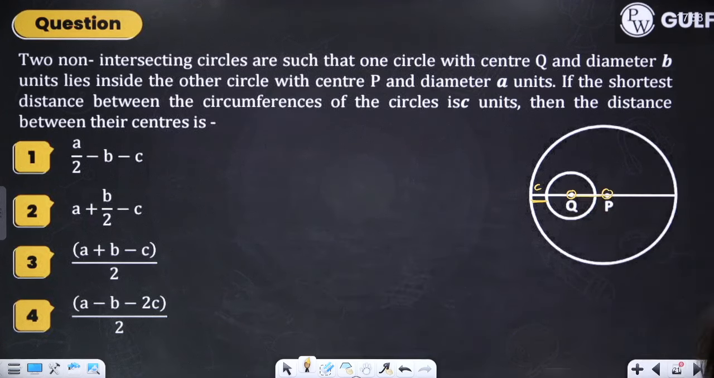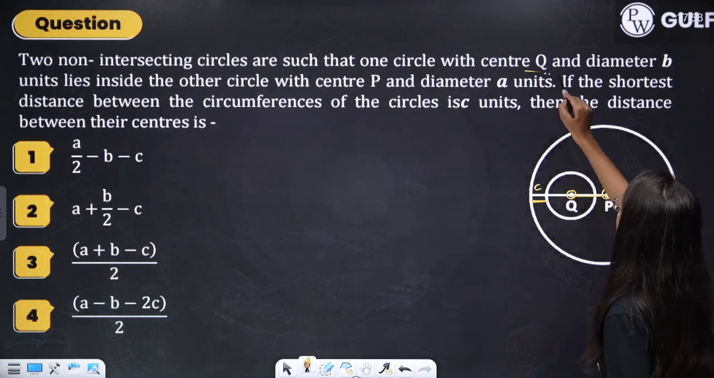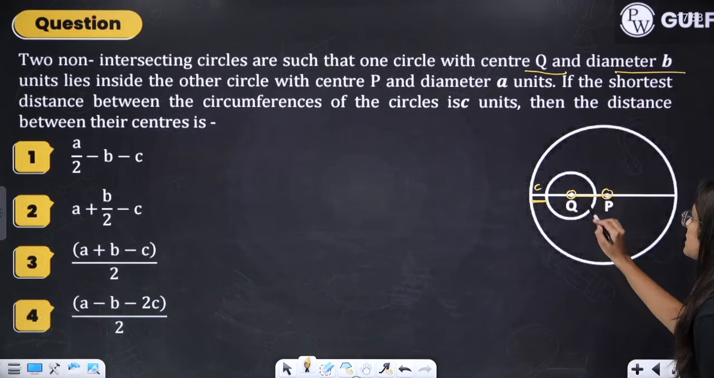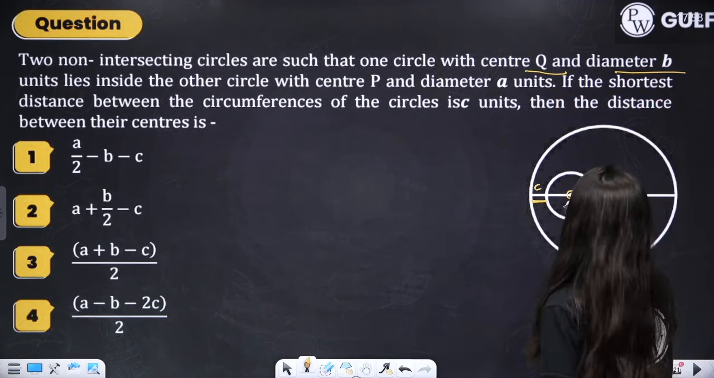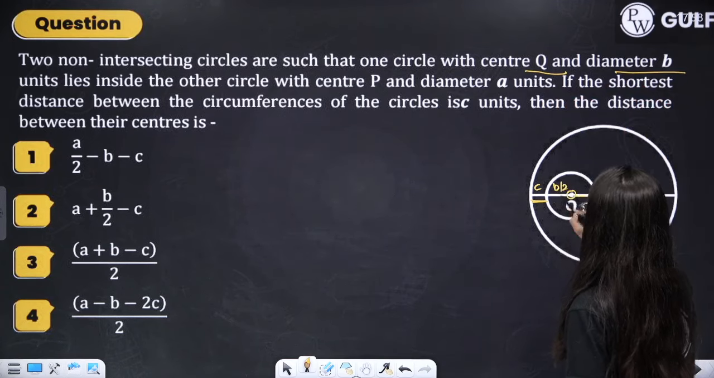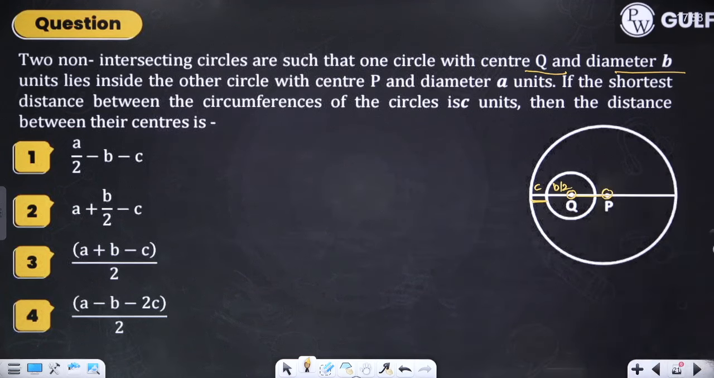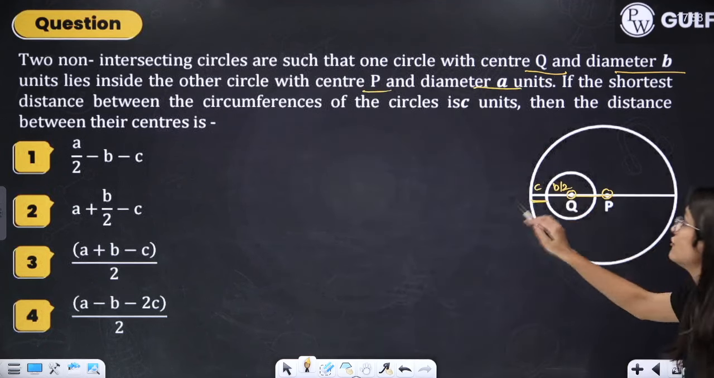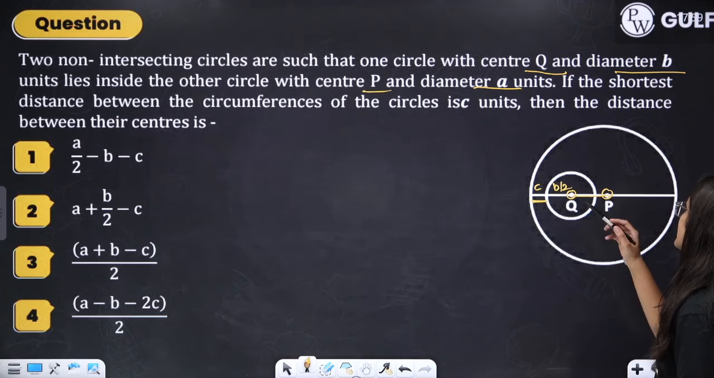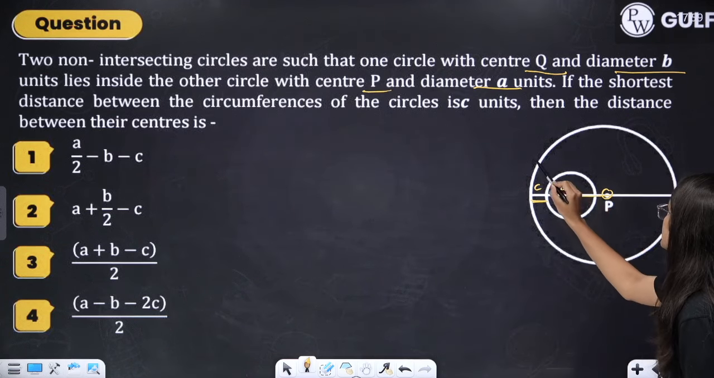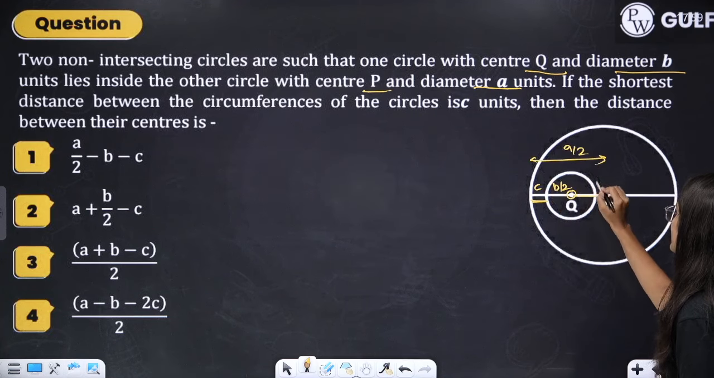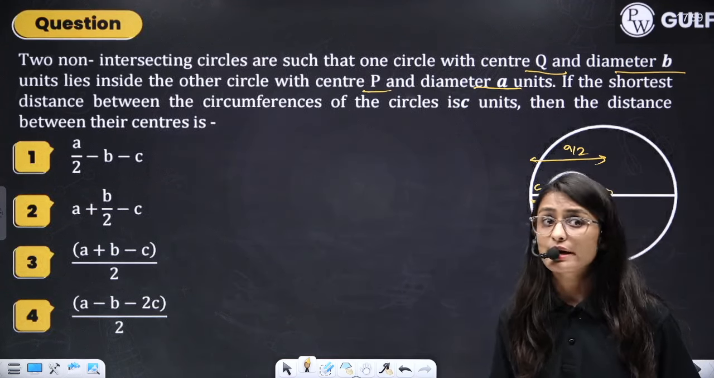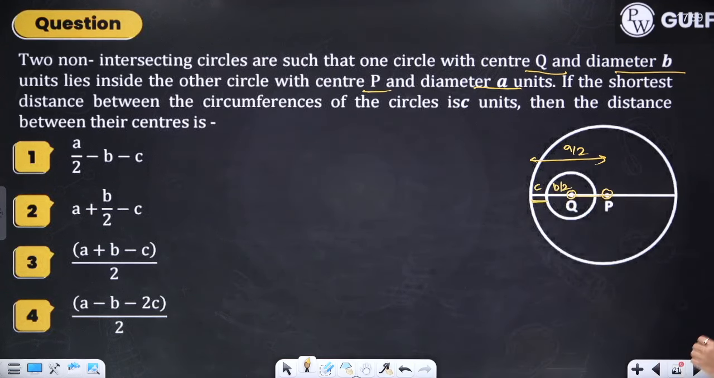I'll repeat the things once again. Here they are saying that two non-intersecting circles, one with center Q and diameter B. That means this circle Q will have diameter B, so its radius will be B by 2. And it lies inside the other circle with center P and diameter A. If the diameter is A, its radius will be A by 2. So this side it would be A by 2. Now the distance between their centers, so ultimately I need to find this QP.